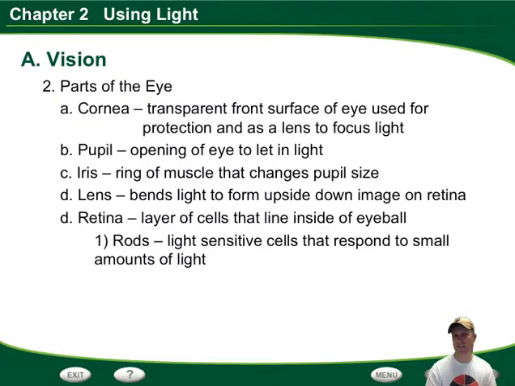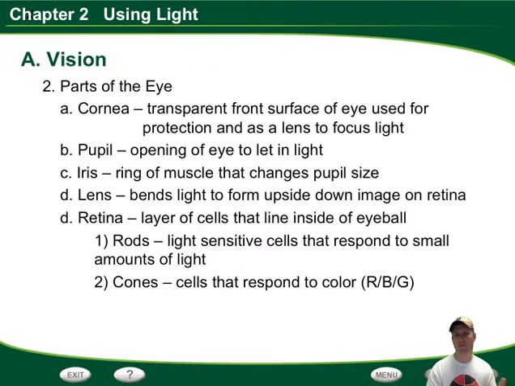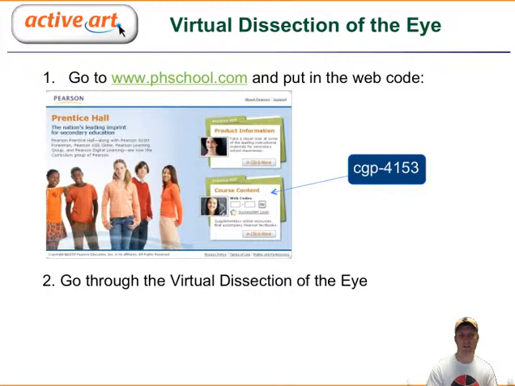The rods are sensitive cells that respond to small amounts of light. They actually are dealing with non-color, so black and white, so they're very, very sensitive. Cones are cells that respond to color: red, blue, and green. So if you have damaged cones, or if your cones don't work, you can be colorblind. If you have rods that are not functioning correctly, you can actually be blind completely, which happens.